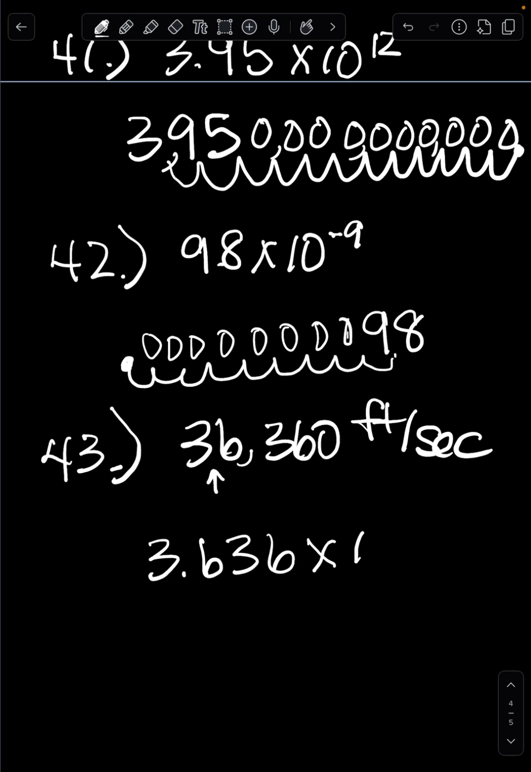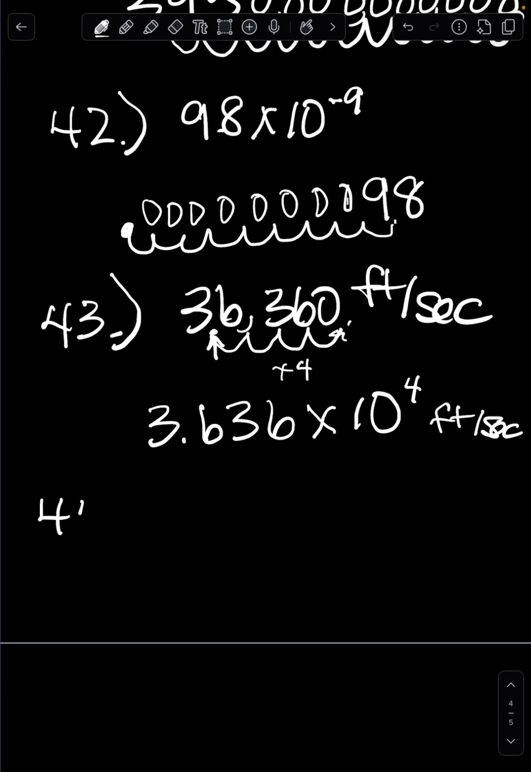So 3.636 times 10. So here's where I need it to be. It was originally at the end. How many do we have to go? 1, 2, 3, 4. And we went right. So times 10 to the 4th. Don't forget your units. You should always have units in word problems.